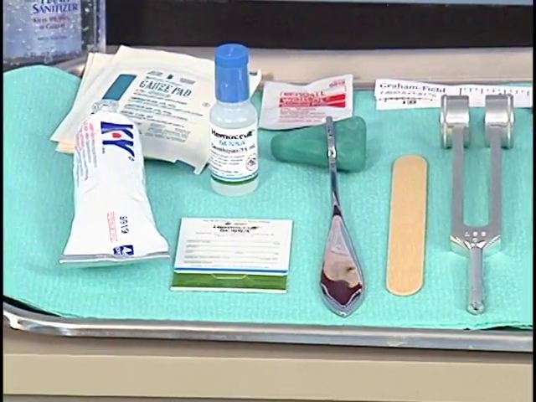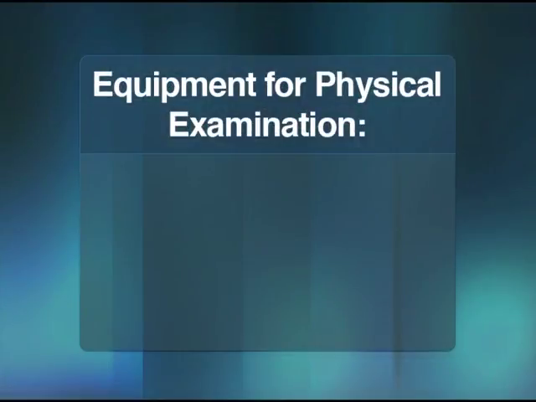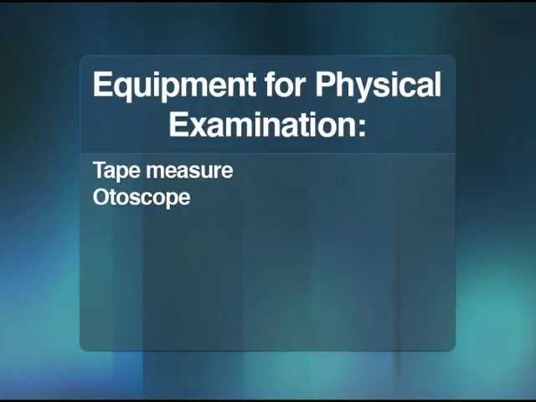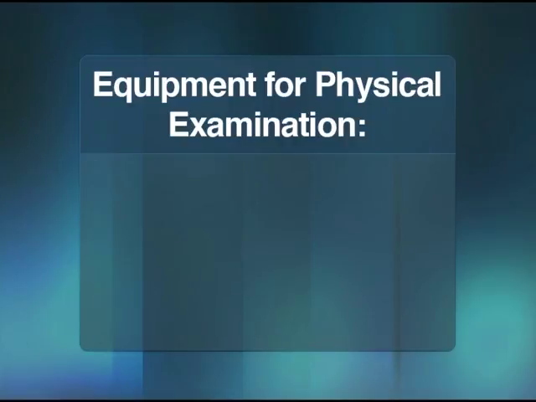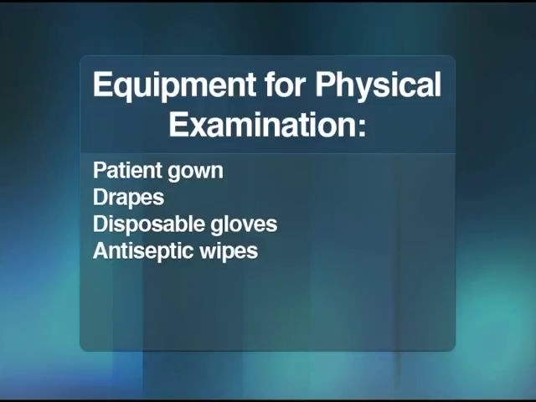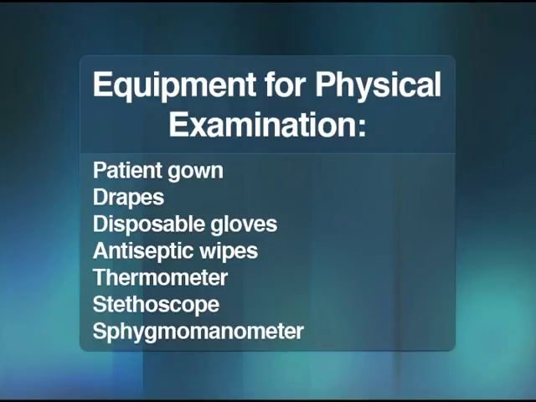The instruments and supplies often required for a physical exam include a tape measure, an otoscope, tuning forks, a tongue depressor, a percussion hammer, lubricant, a Hemocult slide. Other supplies usually required include a patient gown and drapes, disposable gloves, antiseptic wipes, a thermometer, stethoscope, and sphygmomanometer.